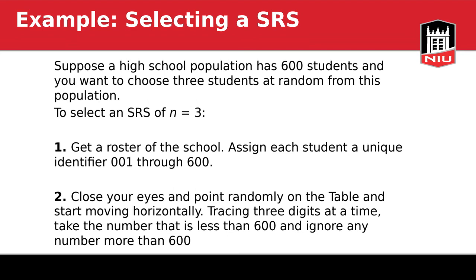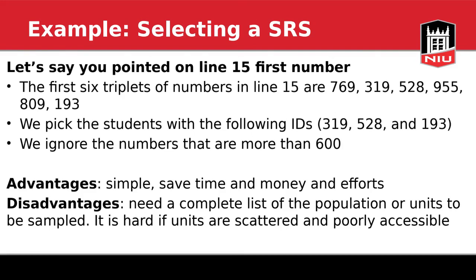So now close your eyes and point randomly on the table and start moving either horizontally or longitudinally, but just be consistent, tracing 3 digits at a time. Take the number that is less than 600 and ignore any number more than 600. So the first 6 triplets of numbers in line 15 in the table, for example, are 769. We ignore this number. 319, we take this number because it's less than 600.